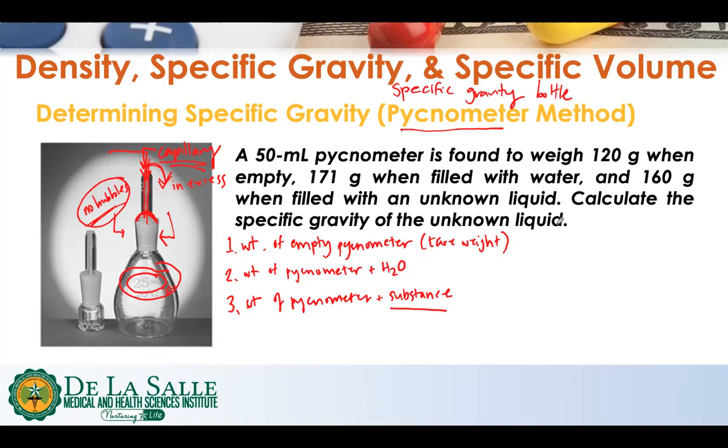Let's take this problem as an example on how to determine the specific gravity. A 50 milliliter picnometer is found to weigh 120 grams when empty, 171 grams when filled with water, and 160 grams when filled with an unknown liquid. Calculate the specific gravity of the unknown liquid.